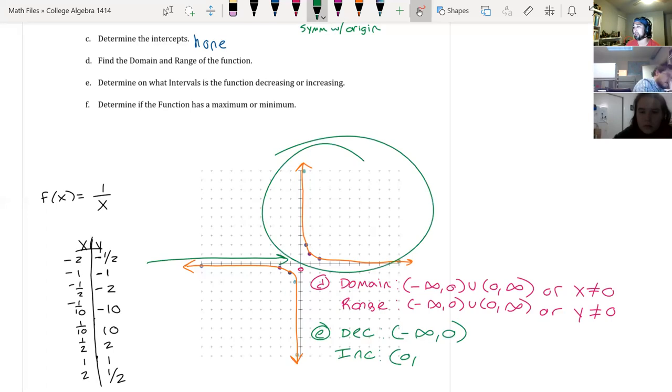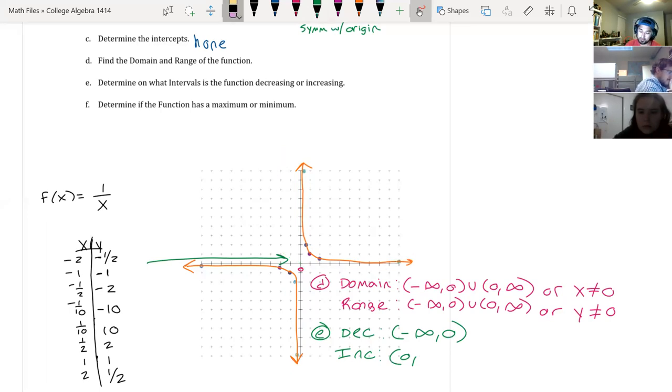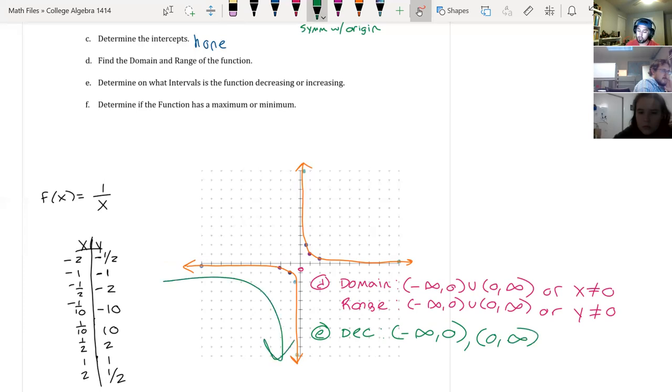If you look at this, is that still decreasing or increasing? It's increasing. Oh, wait, no. It decreases from infinity to 0. Good. Well, 0 to infinity, right? So here, this would be an all decreasing function, meaning we would decrease on negative infinity to 0 and 0 to infinity. There you go. Because no matter what, your y values are decreasing.